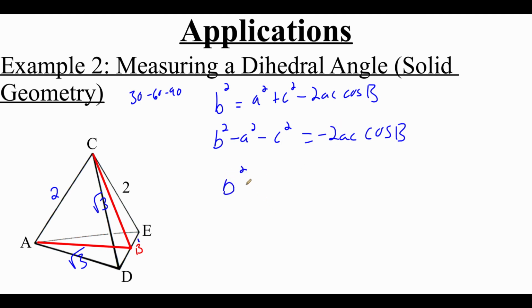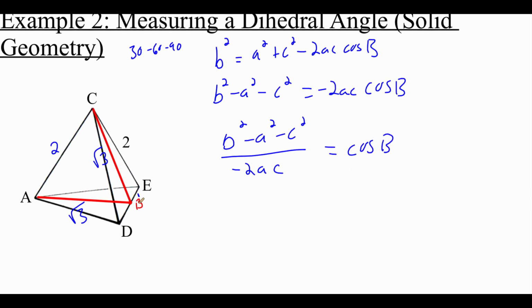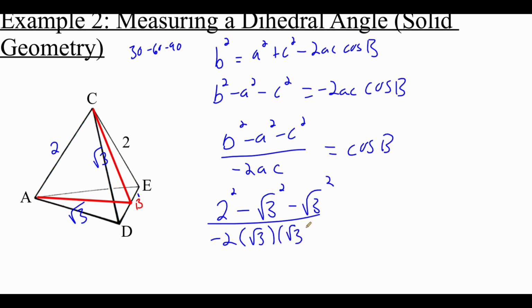So we're going to have B squared minus A squared minus C squared divided by negative 2 times A times C equals the cosine of angle B. Now, based on what we have in our picture, side B is 2, and that needs to be squared, minus side A is the square root of 3, but that needs to be squared, minus side C is also the square root of 3, but that needs to be squared. And then we're dividing by negative 2 times root 3 times root 3, and that equals the cosine of angle B.